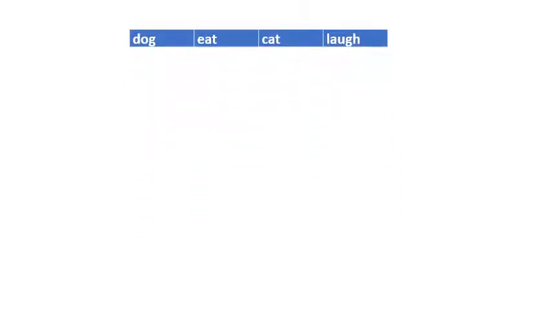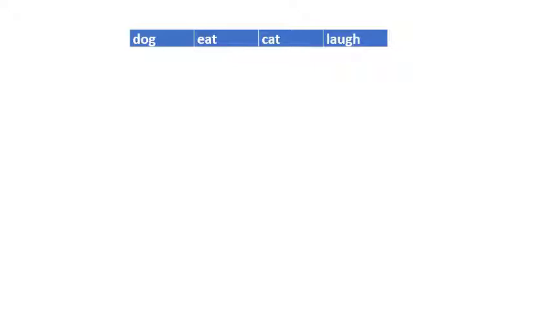Now, what do you have to do? You have to circle the verb in this row. Okay, in this column you have to circle the, okay, now I'll tell you the words. You have to circle the verb. Okay, dog, eat, cat, laugh. What is the first word? Dog, eat, cat, laugh. Now, what is an action word here?